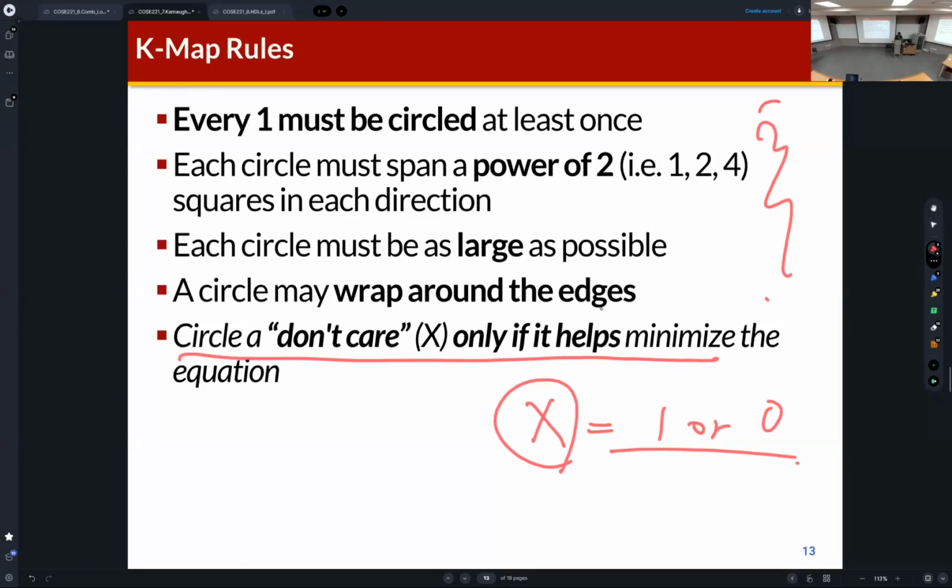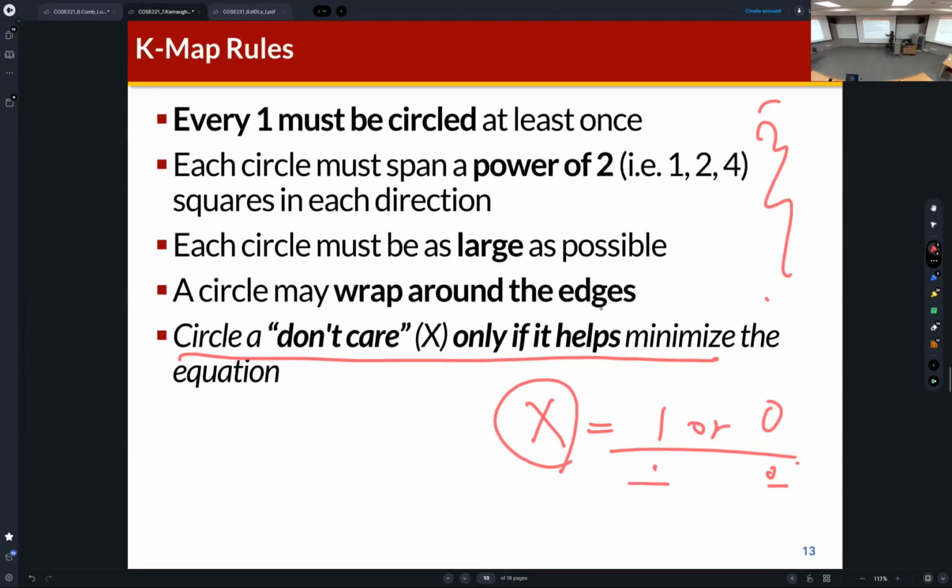So which means that it can be 1 or it can be 0. If we consider don't care as 1, and it is helpful for optimizing the Boolean equation, then we can include this. We can consider this don't care as 1. If not, then we can think that this don't care is 0. So you can think that don't care can be 1 or 0.